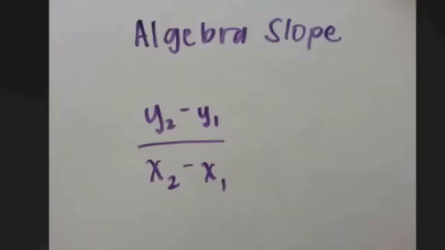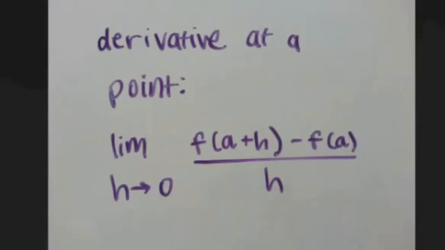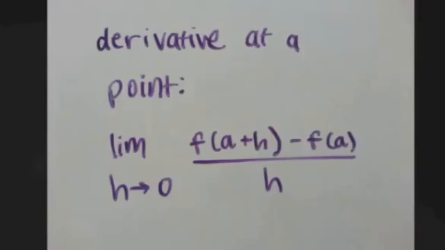We already know how to find the algebraic slope of 2 points of a function. This is given by y2 minus y1 over x2 minus x1, where x1, y1, and x2, y2 are your points. Previously, we went over how to get the slope of the tangent line to any given point on a function, given by the limit as h goes to 0 of f of a plus h minus f of a over h when you're trying to solve for the tangent slope at x equals a.